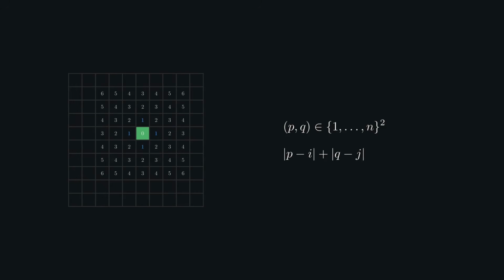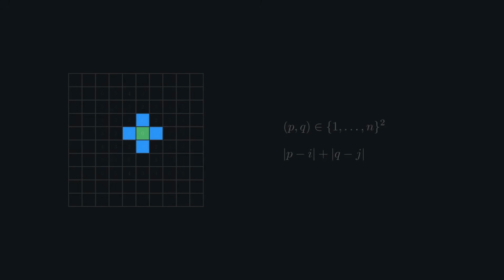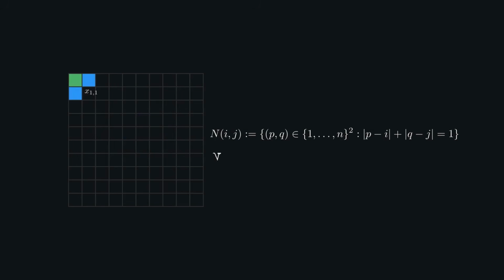Consider any valid position p, q on the grid. We can measure how far it is from i, j by taking the absolute difference in the row coordinates plus the absolute difference in their column coordinates. If we plot this value around i, j, we notice that the 4 squares directly adjacent to i, j are exactly the squares with distance of 1. Now, we can redefine n of i, j to contain every valid position p, q whose distance from i, j is exactly 1. Checking n of 1, 1 again, we see that n returns the right values.